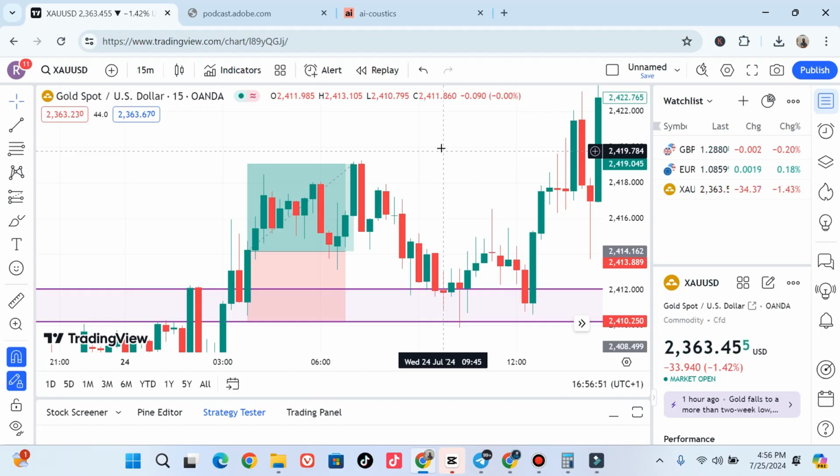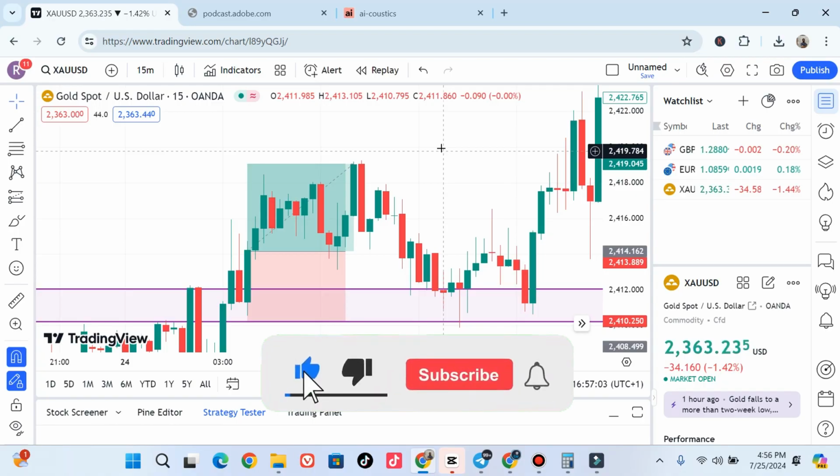So make sure you go right there and start using this strategy. And I'm going to be coming right here most of the time whenever I have a trade with this strategy to tell you if we have any other modification.